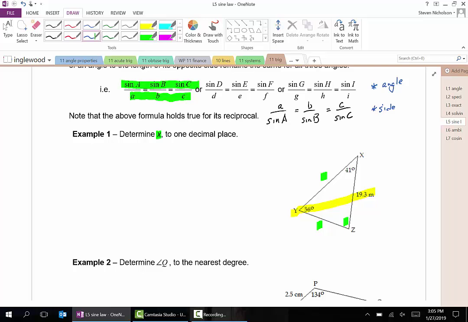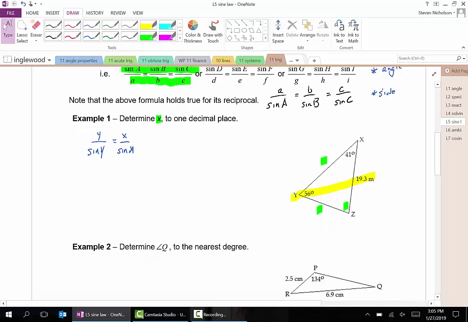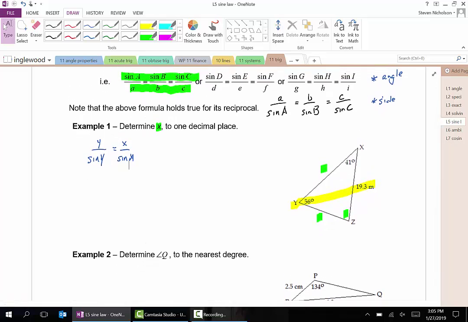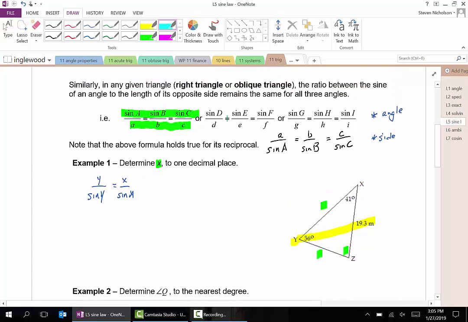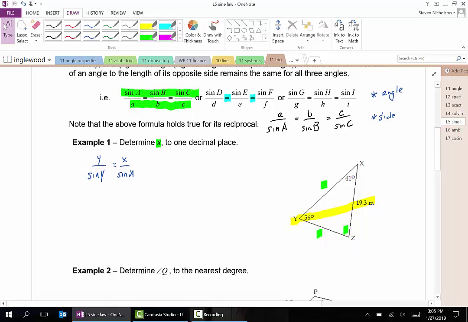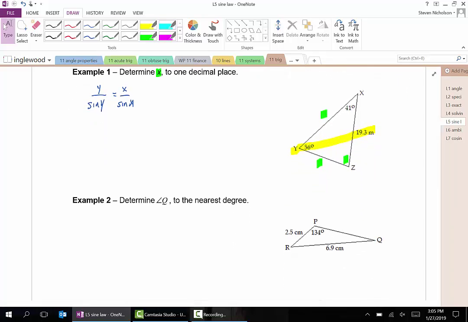So again, I'm going to write y over sine y is equal to x over sine x is equal to little z over sine z. Now, I don't know anything about it, so I'm not going to use that part. So the great thing about the sine law is all of these are equal. So the first is equal to the second, the first is equal to the third, and the second part's equal to the third part. So we can pick the ones we want. And this is the one I want. I know my y stuff. I know big X, and this is what we're looking for. So we know everything else.